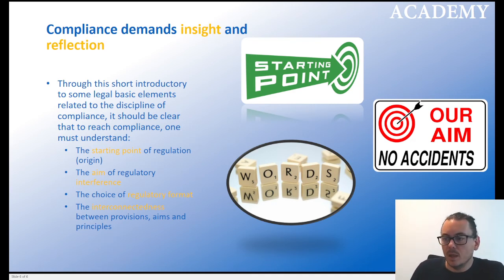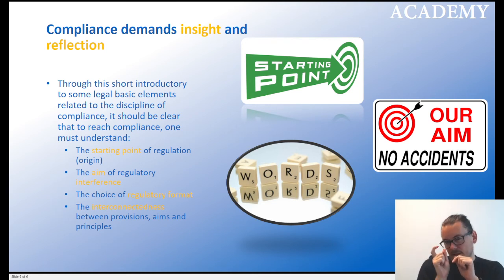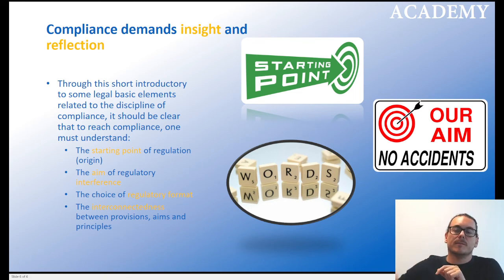Lastly, when you look at the regulatory format, it's also how did they formulate it? Standards versus rules, hard law, soft law. And then you need to look at the interconnectedness. That is when you link it together and ask yourself the question: why did they choose to formulate this as a very clear requirement in a rule in hard law, given the aim and the context of this type of regulation?